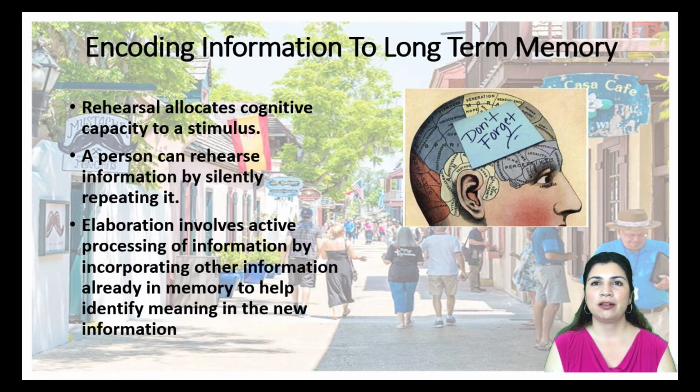Suppose you wanted to commit to long-term memory your Social Security number, and you notice that one of the chunks in the number is 1776, the year the United States won its independence. Suppose it also includes the number 305, which is your area code. In elaborating on the connections between the Social Security number and information you have stored in memory, you're finding connections between the new information and existing knowledge, which helps encode it into long-term memory.